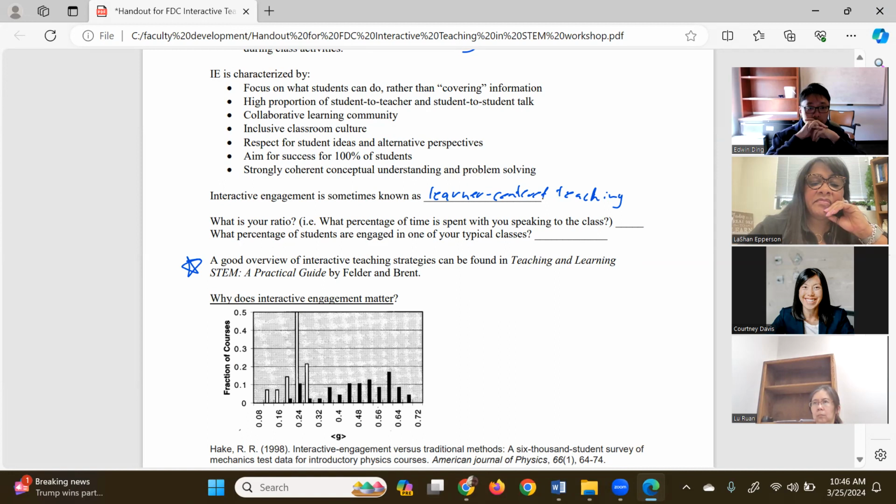A couple of thinking questions for you here. Question number one, question number two. I'm defining some terms here. Ratio is the percentage of the class time that is spent with you as the instructor talking. So take a minute and think about that for yourself. What is your ratio in one of your typical classes?